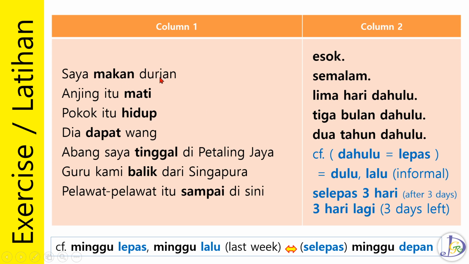Saya makan durian semalam. I ate durian yesterday. Anjing itu mati 5 hari dahulu. That dog died 5 days ago. Pokok itu hidup 3 bulan lalu. That tree lived 3 months ago. Dia dapat wang esok. He or she will get money tomorrow.